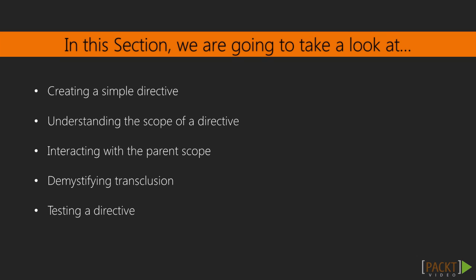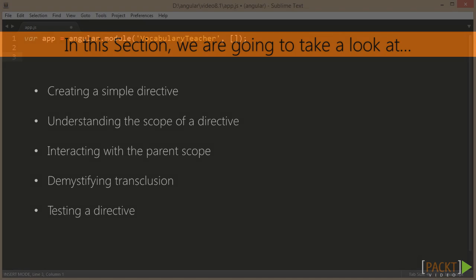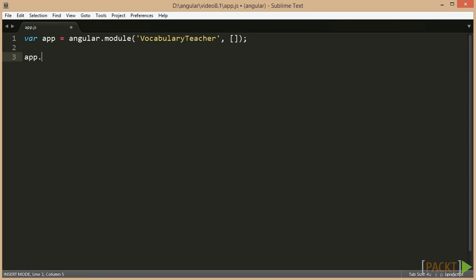In this video, we will create a simple directive that shows the concept. A directive is created by registering a function with Angular. We use the directive method of the application module to do so. The first parameter of this method is the name of the directive, and the second one the function defining the directive. The function has to return an object.